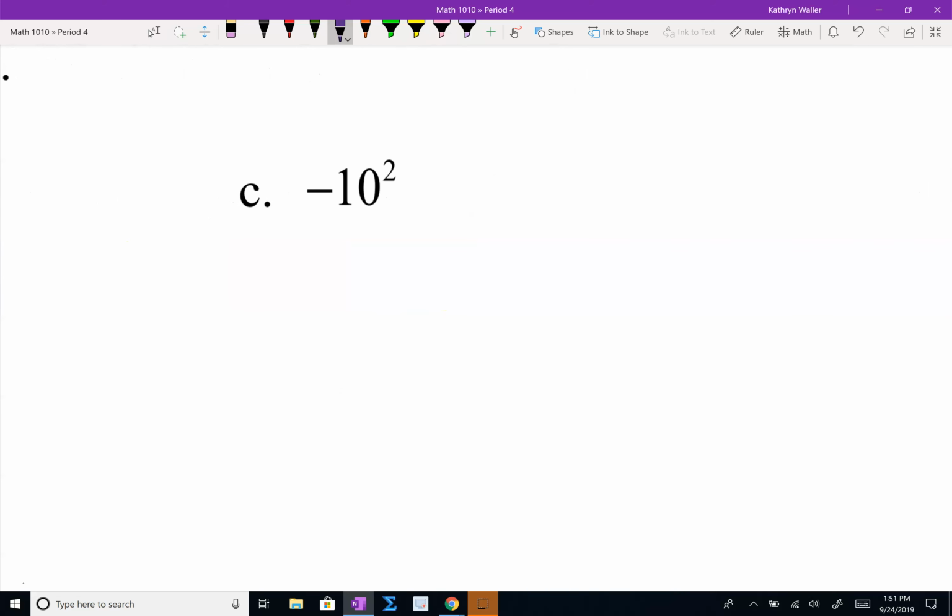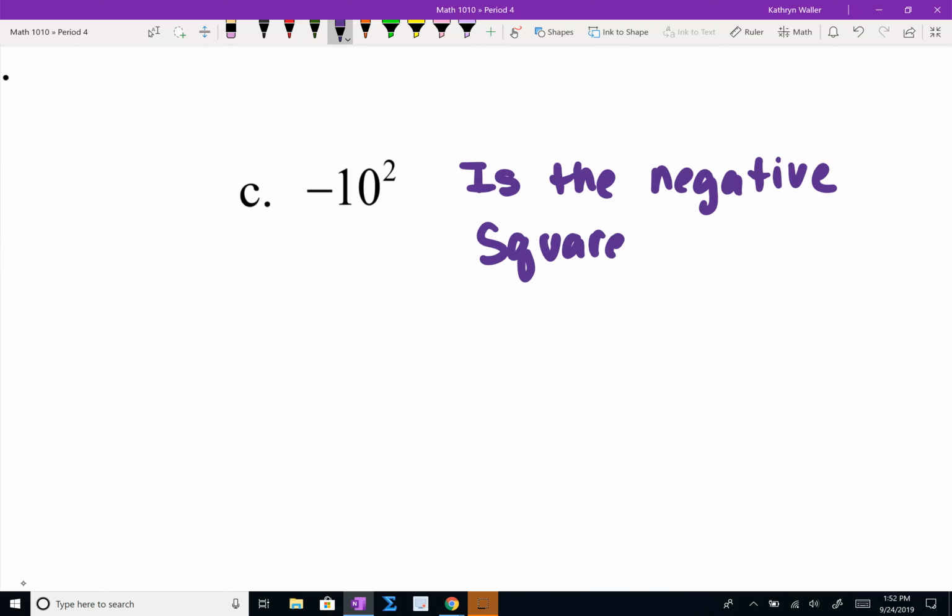Write this question off to the side for me, please. Is the negative squared? Don't answer the question. Is it squared? So is this negative 10 multiplied by negative 10?